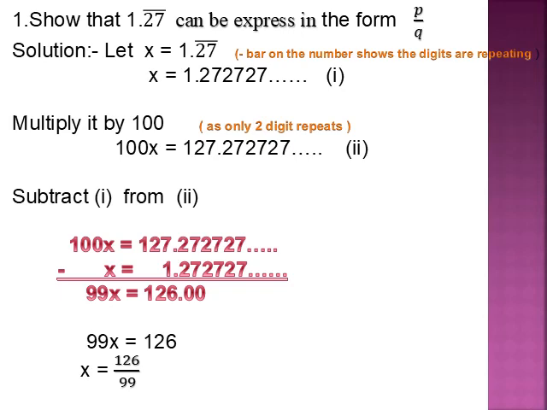So 100x equals 127.2727. Why? Already 1 is there, and as you are multiplying by 100, after the decimal 2 digits come forward before the decimal point. So subtract 1 from 2, you will get 99x equals 126, and therefore x equals 126 upon 99. This is how to express any decimal expansion which is non-terminating recurring type in the form of p by q.